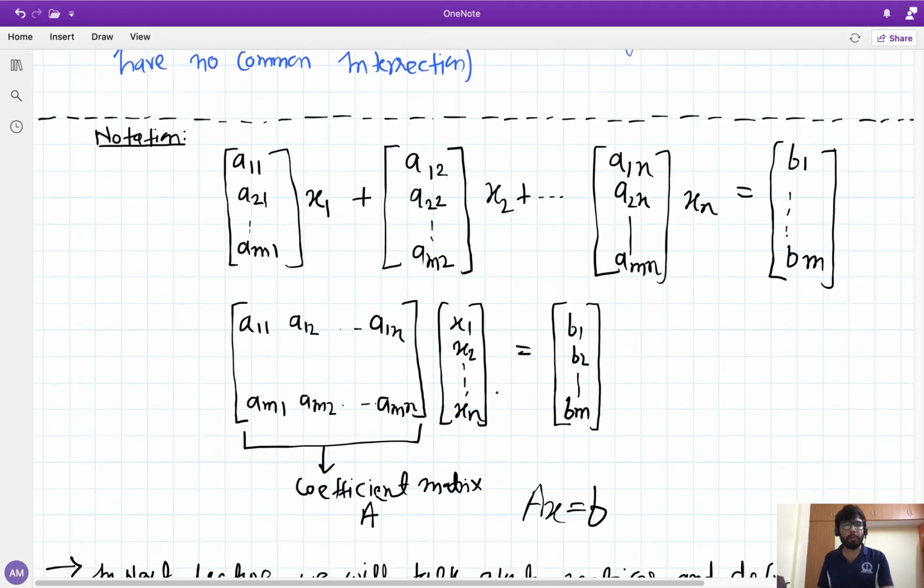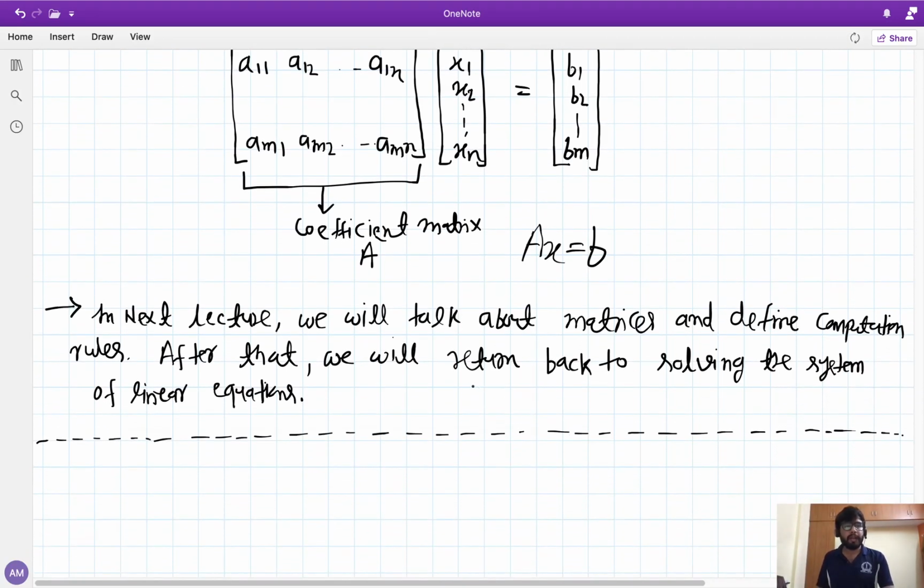This is the compact notation, and in the next lecture we will talk about matrices and define computation on them and some rules. After that we will return to solving the system of linear equations, and I will give you a set of steps to compute the same.